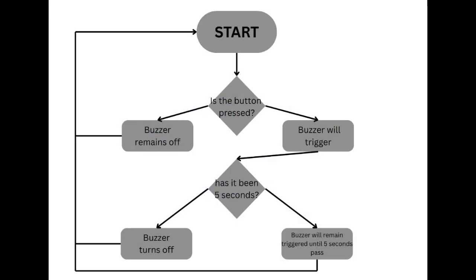As per the flowchart, it will start with the question: is the button pressed? If not, the buzzer remains off, and it will repeat the process until the button is pressed. If the button is pressed, the buzzer will trigger and it will start to count down from 5. If 5 seconds have already passed, the buzzer will turn off and the process will repeat. But if 5 seconds haven't passed yet, the buzzer will remain triggered until 5 seconds have passed.